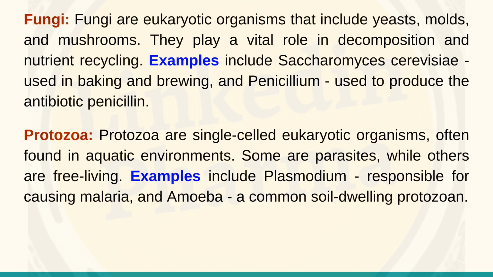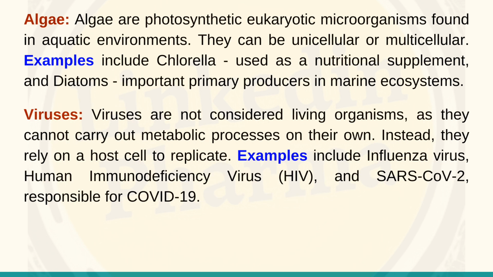Protozoa are single-celled eukaryotic organisms, often found in aquatic environments. Some are parasites, while others are free-living. Examples include Plasmodium, responsible for causing malaria, and amoeba, a common soil-dwelling protozoan. Algae are photosynthetic eukaryotic microorganisms found in aquatic environments. They can be unicellular or multicellular. Examples include chlorella, used as a nutritional supplement, and diatoms, important primary producers in marine ecosystems.